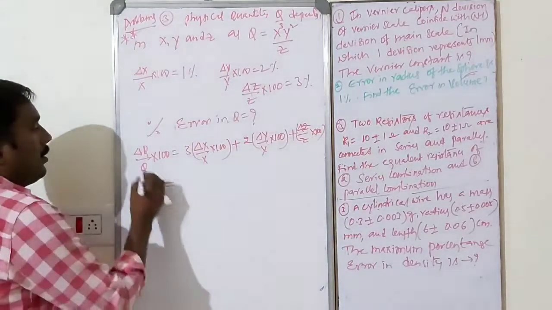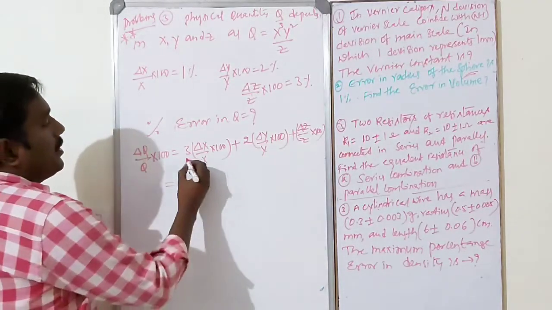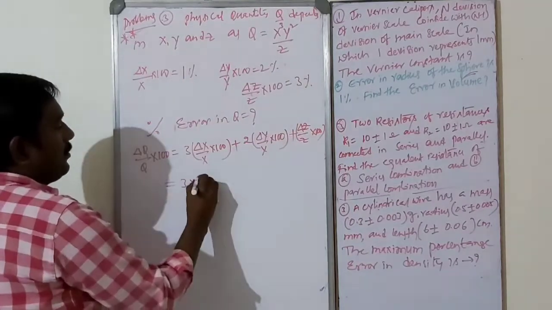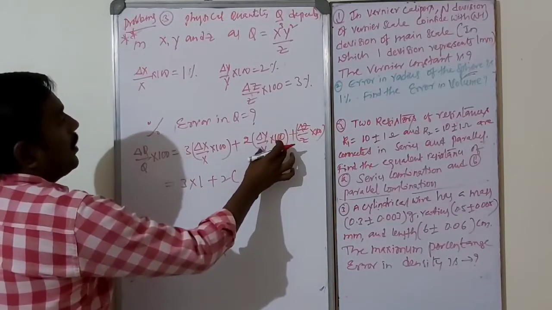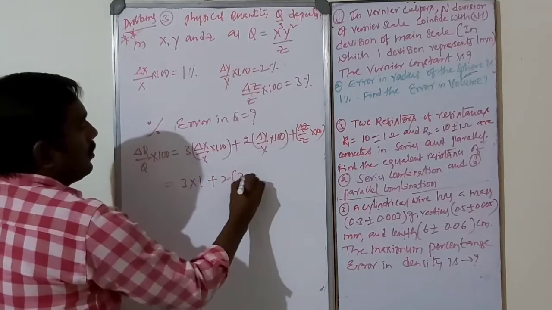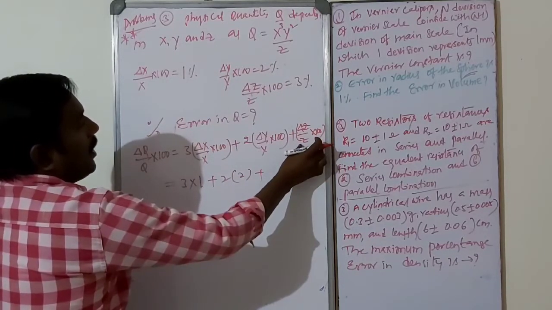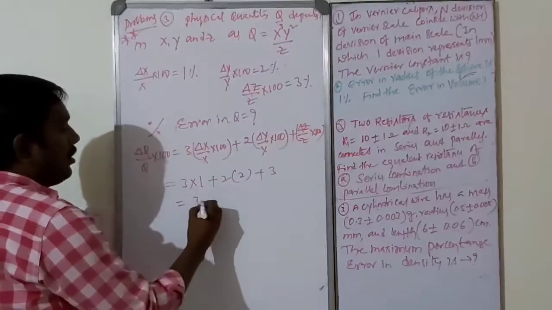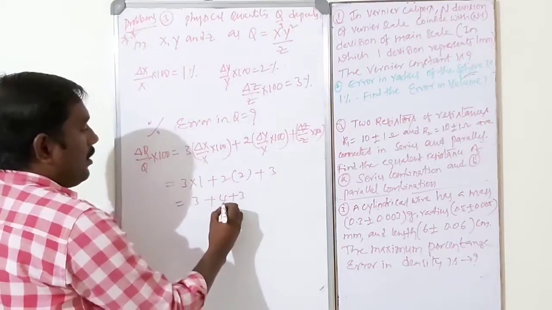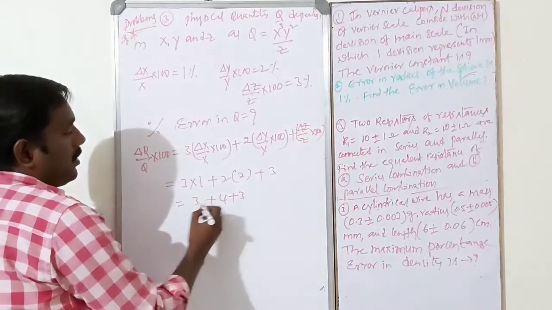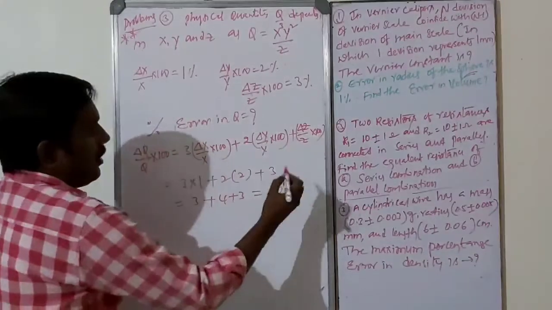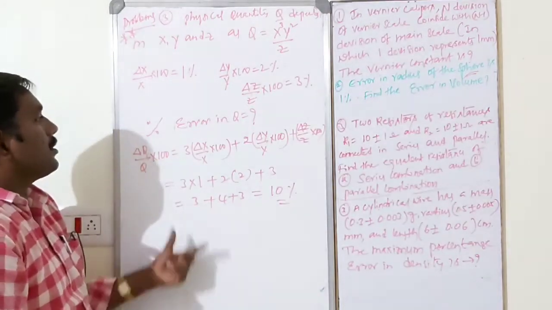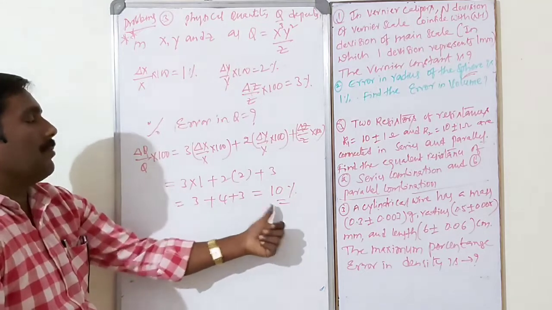So percentage error in Q is 3 into delta x by x into 100, that is 1, plus 2 into delta y by y into 100, that is 2, plus delta z by z into 100, that is 3. So 3 plus 4 plus 3: 4 plus 3 is 7, 7 plus 3 is 10%. The answer is 10%. That is the percentage error in Q, the very most important one.